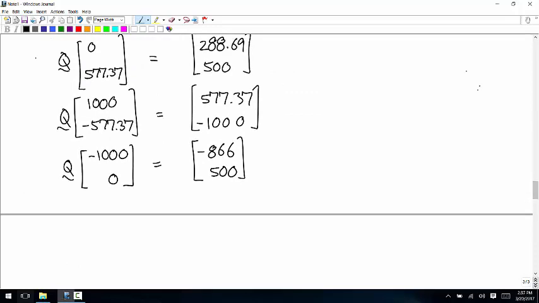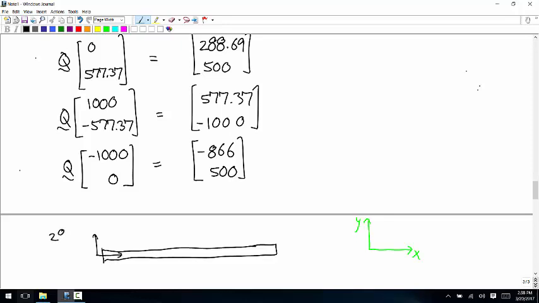And so now, after we turn our head slightly, we have this coordinate system this way. Here a force vector of 288.69, 500. In the middle, a force vector of 577.37, negative 1000. And at the end.